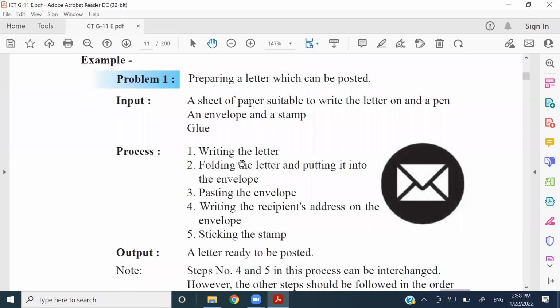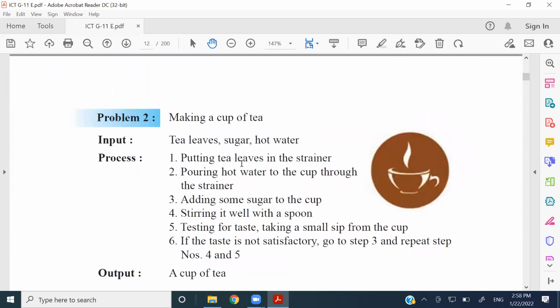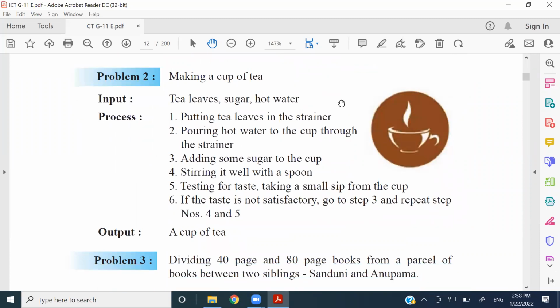All right. So look at the second example. They are talking about making a cup of tea, right? So what are the inputs they want? It's a plain tea they are talking about, not a milk tea. So we need tea leaves, sugar, and hot water, right? So we can put the tea leaves into the strainer and pour hot water into the cup through the strainer, add some sugar to the cup, stirring it well with a spoon.